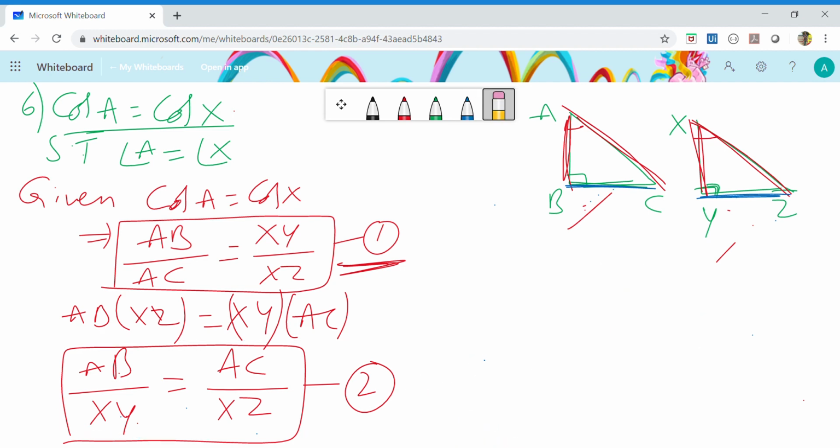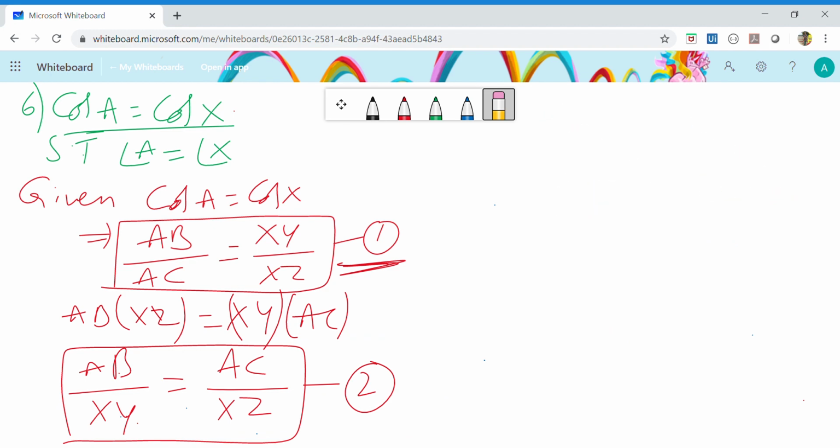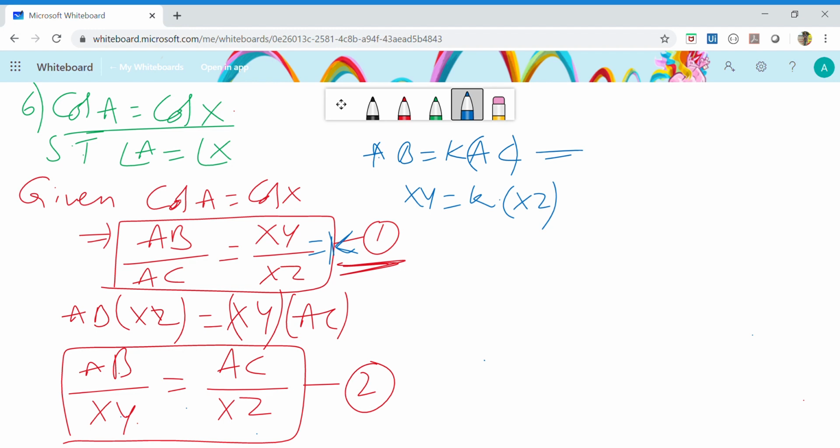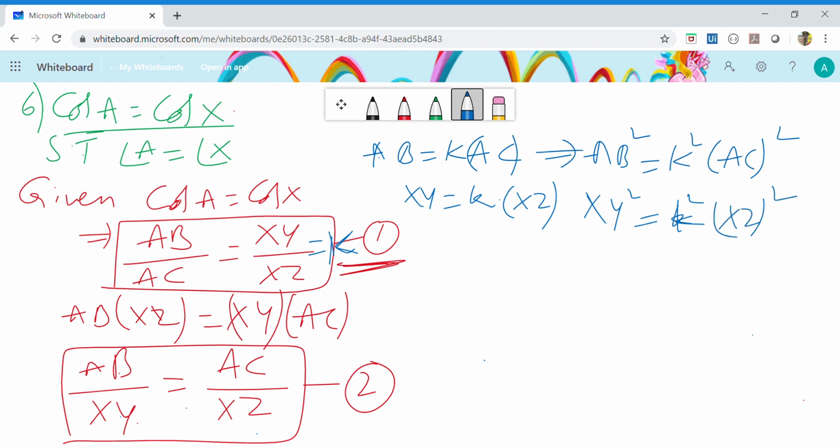Now coming to the sum. So next, what you have to write? Two equations you got. And here in the first equation, let it be K. If it is K, then AB is equal to K into AC, and XY is equal to K into XZ. So automatically it becomes AB square is equal to K square AC square, and XY square is equal to K square XZ square. Okay, these conditions I got.